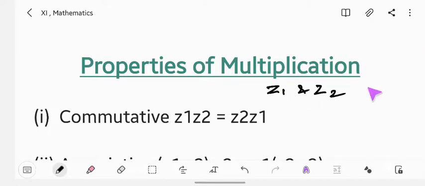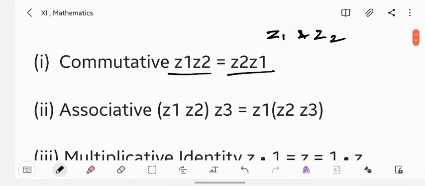So multiplication in any order of these two complex numbers is possible. That means Z1 multiplied by Z2 is equal to Z2 multiplied by Z1. That is the commutative property. The second property is associative. We call it the associative law also.